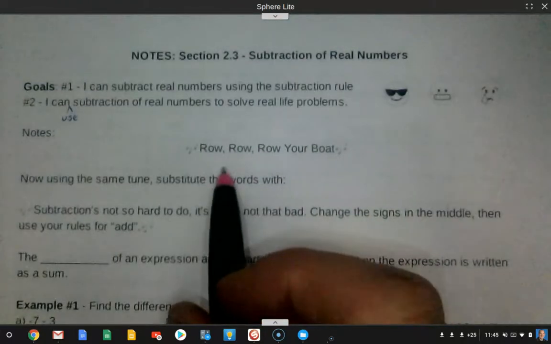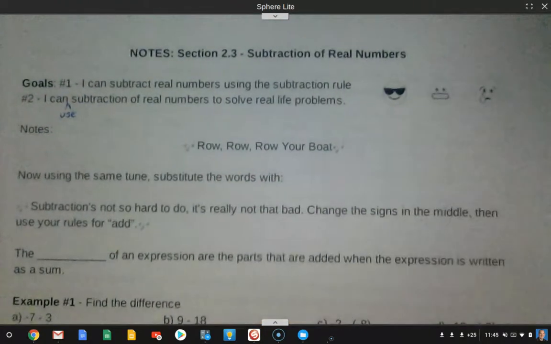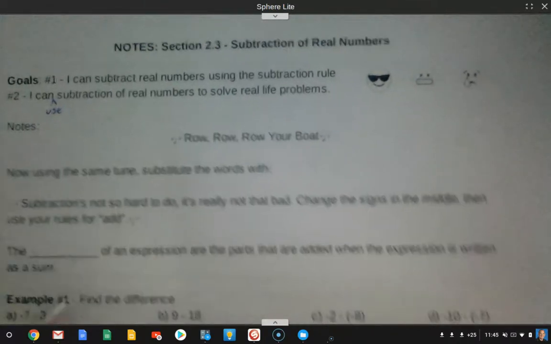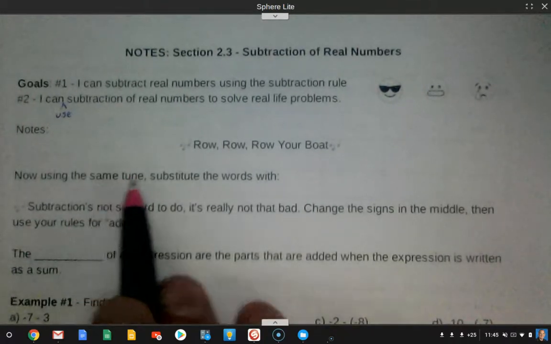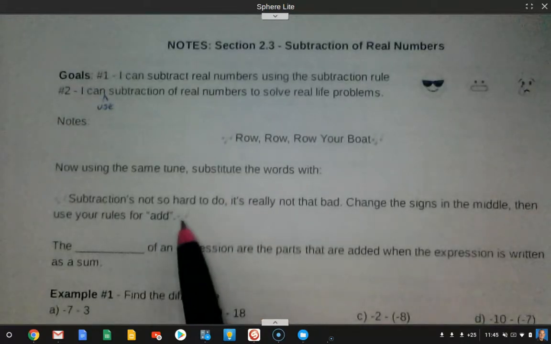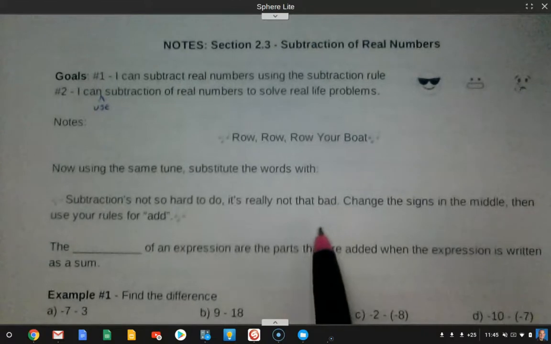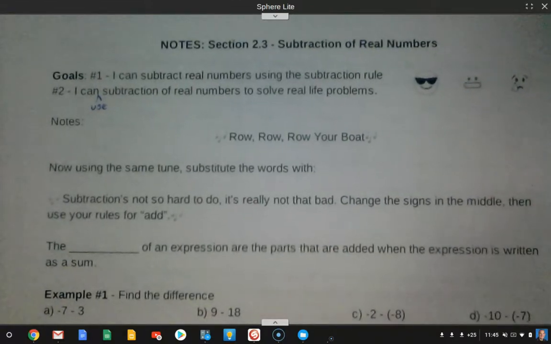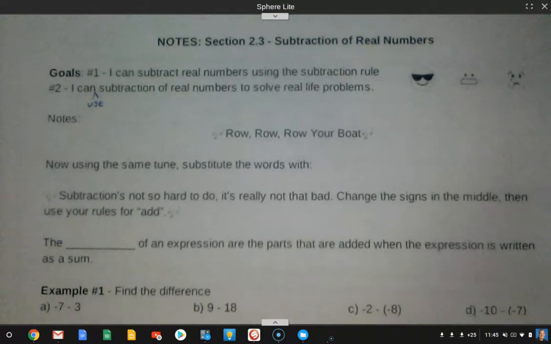So here's our notes. Again, what we're going to do is use Row Your Boat Gently Down the Stream to remember what we're doing today. Now, using the same tune as Row Your Boat, here we go. Subtraction's not so hard to do. It's really not that bad. Change the signs in the middle, then use your rules for add.